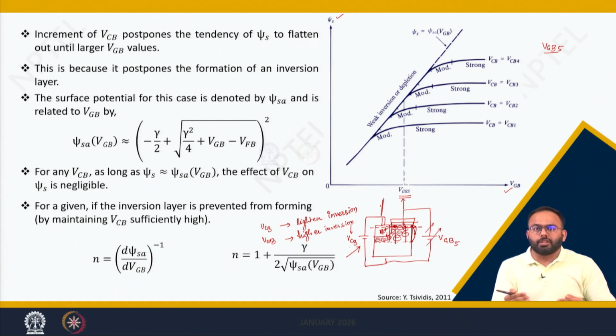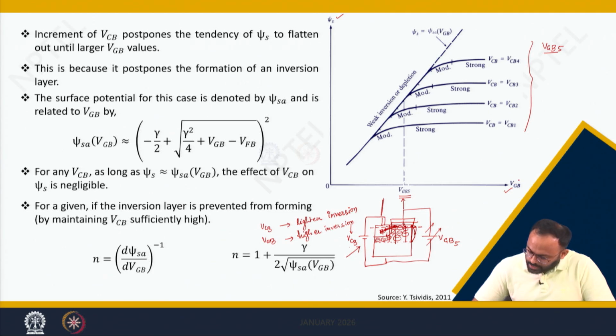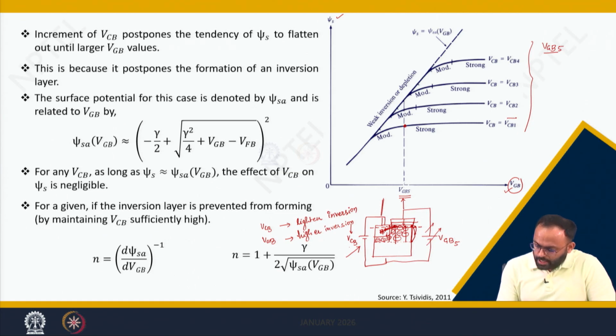There will be a point reached when VCB is so high that the complete inversion charge will go back towards VCB, and you will be left with only the depletion charge. That is visible from this graph, which simply says, let us consider you have a fixed VGB, which is VGB5, and you are in strong inversion here. Now, what will happen when you increase VCB? As we just discussed, increasing VCB attracts the electrons towards the N plus side, and hence you end up with moderate inversion. So, the inversion is getting lightened.